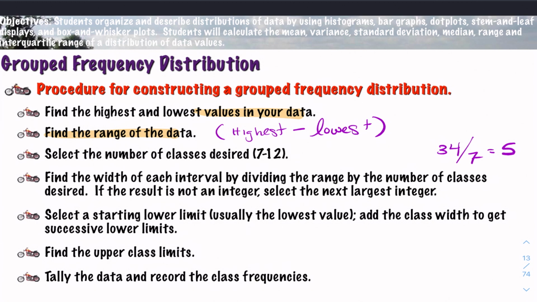Next, select a starting lower limit, usually the lowest value. Add the class width to get successive lower limits. Next, we will find the upper class limit, tally the data, and record the class frequencies.